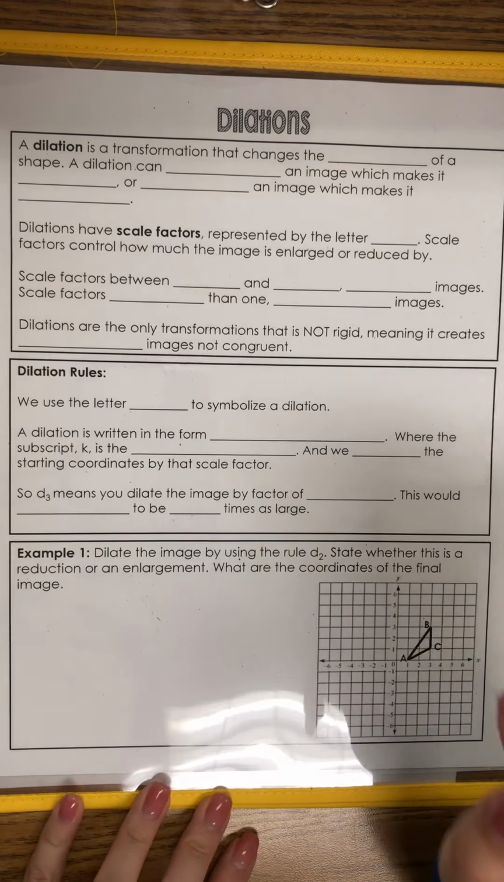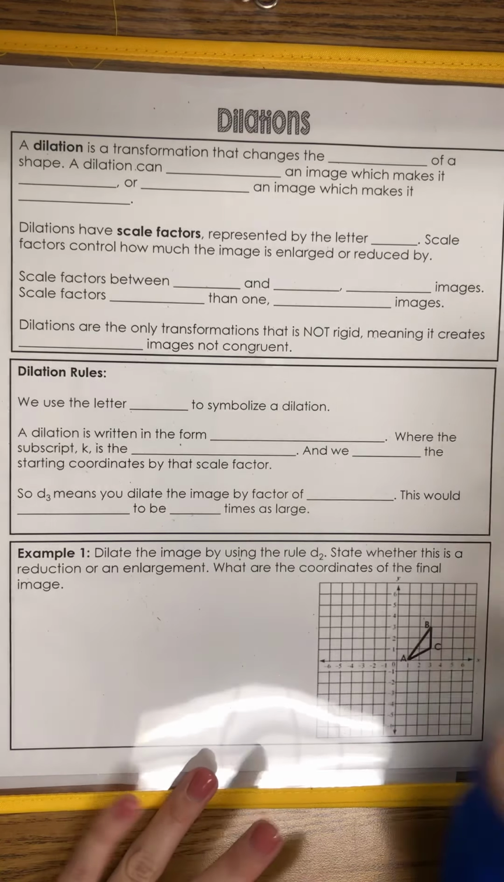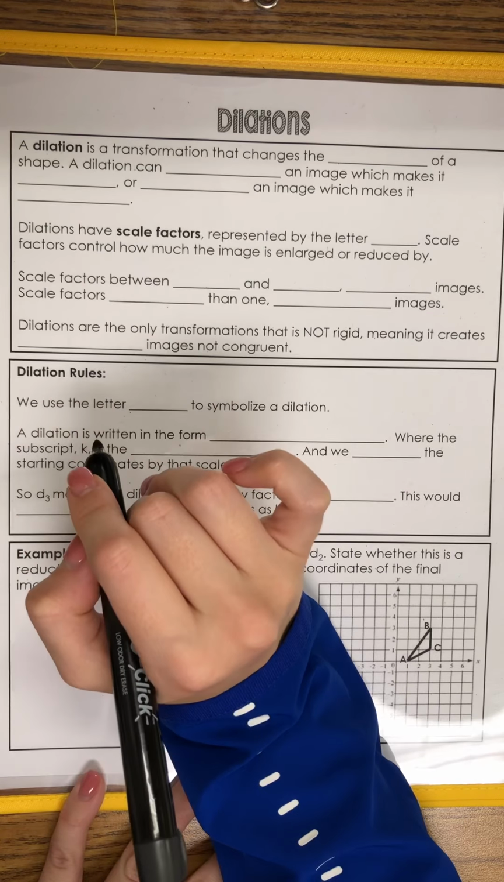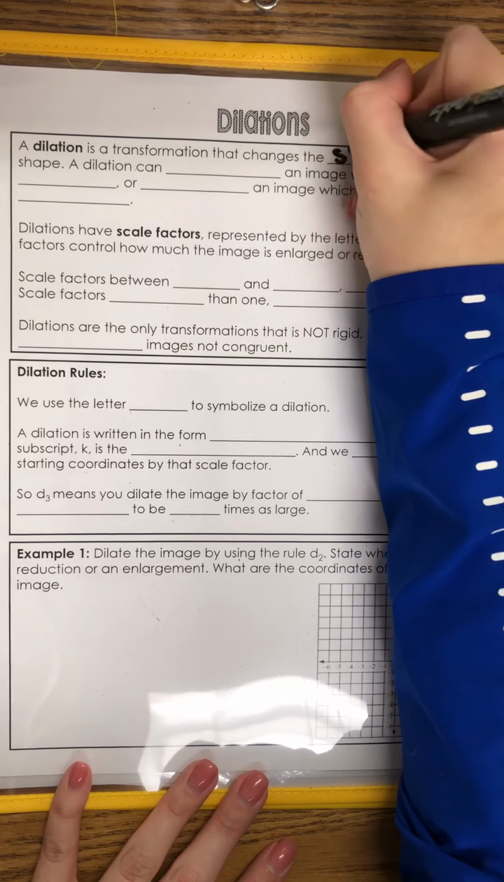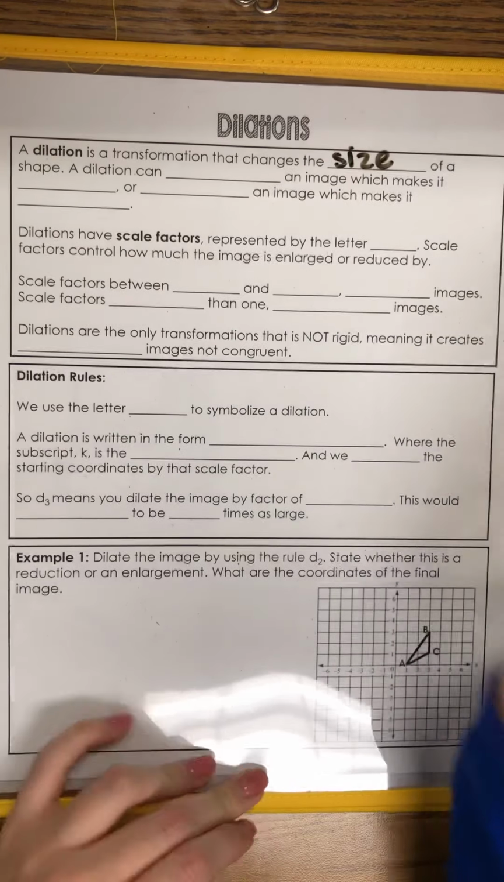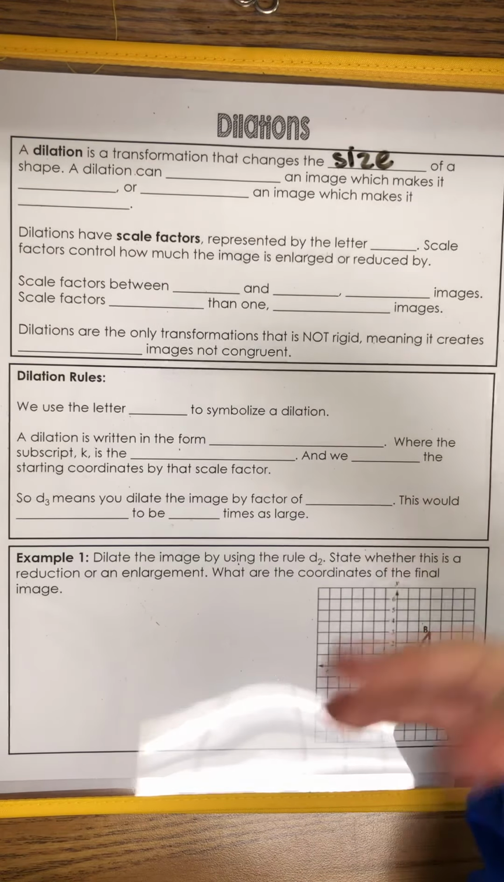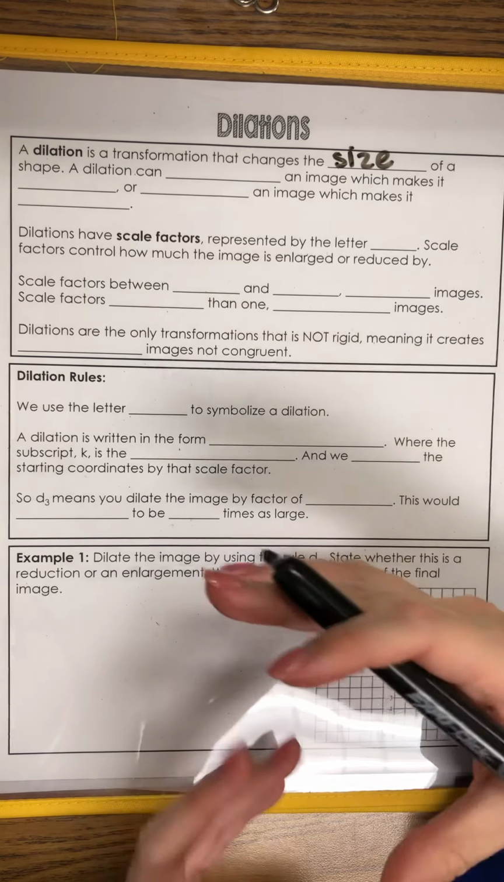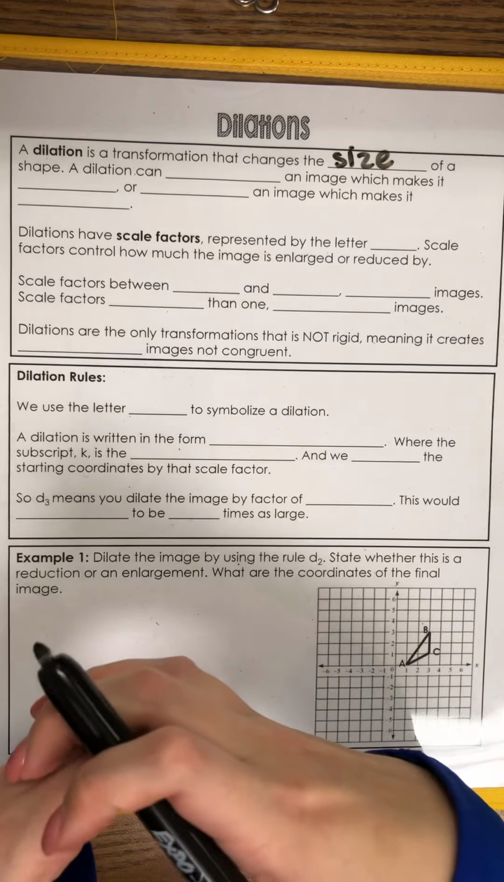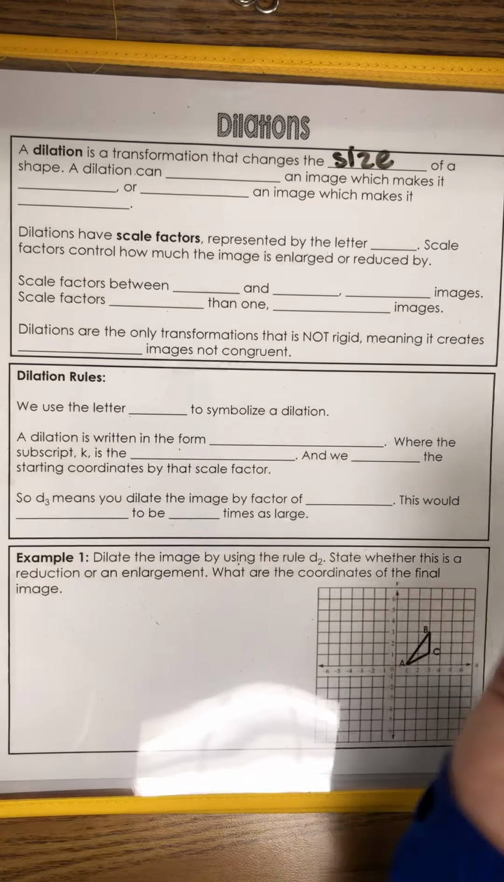Okay guys, so next thing we're going to look at is dilations. A dilation is a transformation that changes the size of a shape. Okay? I like to think about when you go to the eye doctor and they dilate your eyes to check them, your pupils get bigger. They still stay the same shape, but the size of the pupil is what changes.